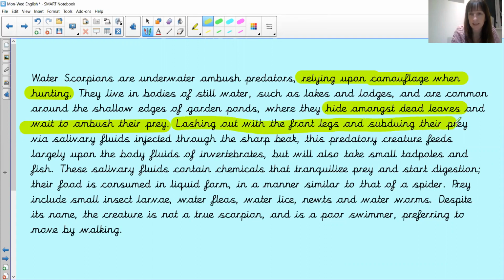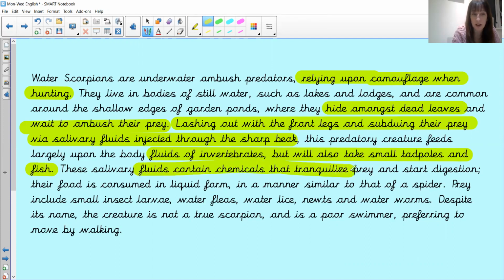Here we go. Lashing out with the front legs and subduing their prey through salivary fluids, through the sharp beak. Here we go. It feeds upon the fluids of invertebrates, but will also take tadpoles and fish. So now we're learning more specifically what it eats. And then again here we've got how they eat. So the fluids contain chemicals that tranquilize prey. Here we go. So they will eat small insect larvae, water fleas, water lice, newts, and water worms.